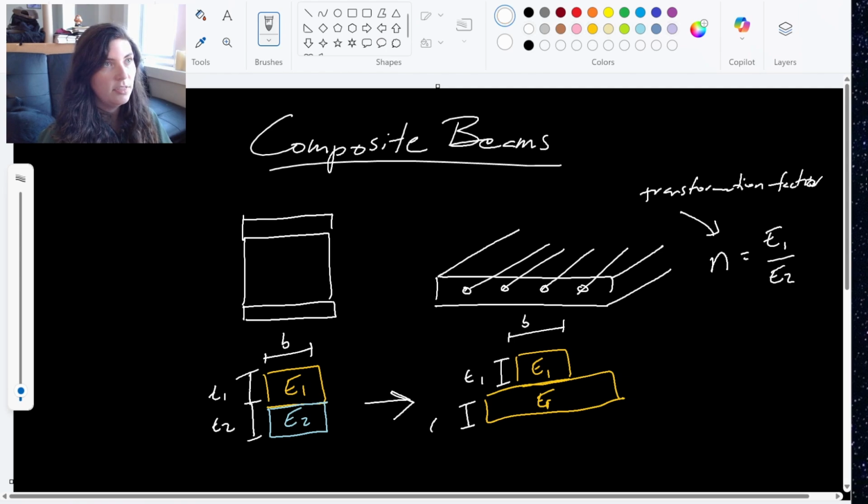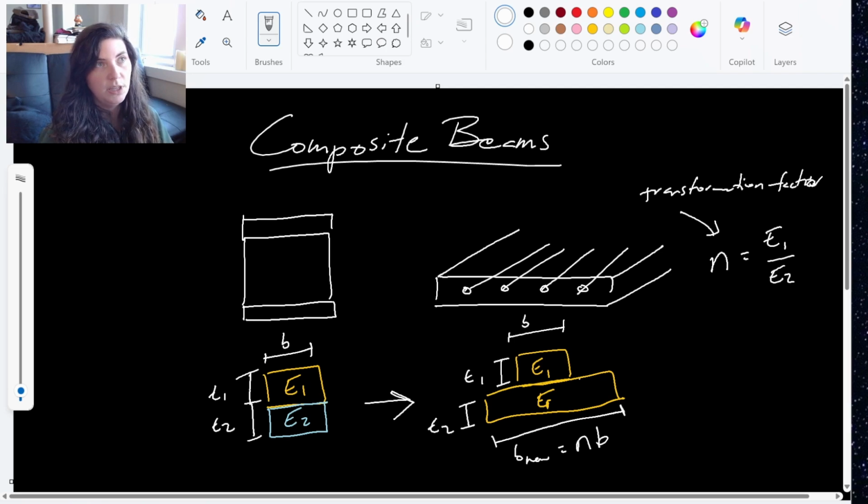it retains its same thickness though, but now we get a new base width. This new base width is going to be our transformation factor times the original base width. So this N times B. So it's this relationship of these moduli of elasticity to change this so that the geometry looks a little bit different, right? We have a new base width here, but we can treat this all as one material now.